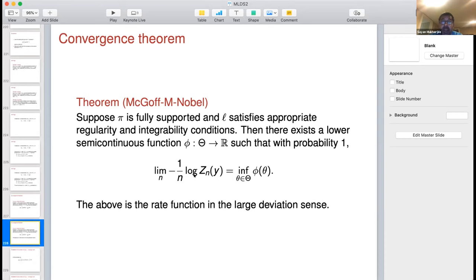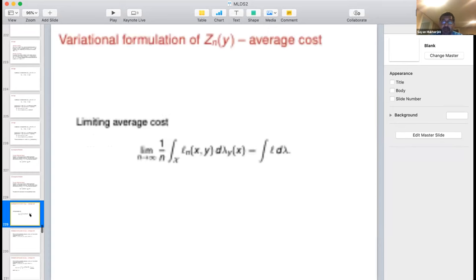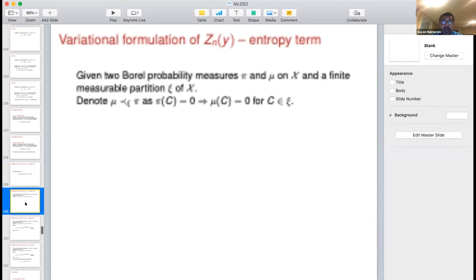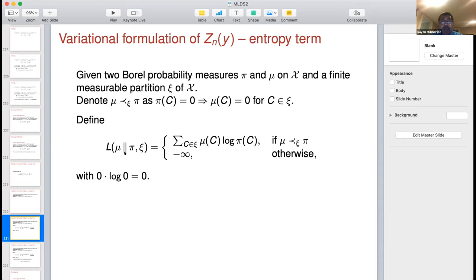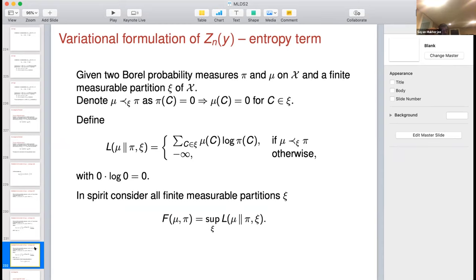Now, what we'll see later on, this phi is a rate function, and it's a rate function in a large deviation sense. Okay, so if I define the limiting cost as L_D lambda, this is nothing but my loss scaled. Okay, and then there's another term, which if I give you two probability measures, pi and mu on script X, and I look at a finite measurable partition of X, okay? I'm going to define L mu pi with respect to my partition psi as basically the entropy, right? And what this is letting us do is define some notion of KL divergence or relative entropy, right? And again, because these are deterministic measures, everything is done in partitions.